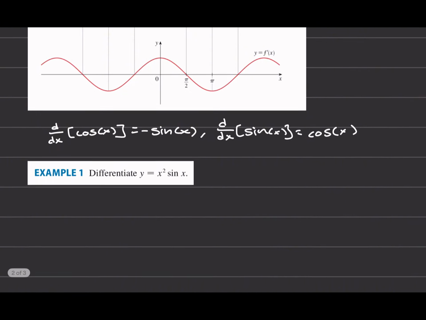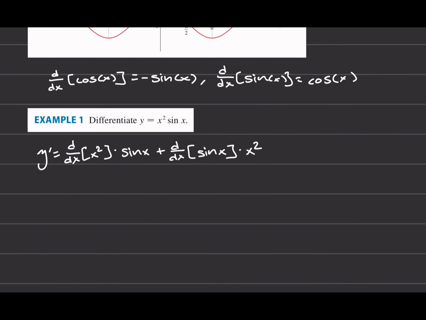This question asks, differentiate y equals x squared times sine of x. Now, we know that y prime, from the product rule, which we learned in the last episode, is the derivative of x squared times sine of x, and then we leave the other one, so we take the derivative of sine of x and leave x squared. Now what's this? Well, we bring the power down using the power rule, and then we subtract 1. So we actually get 2x times sine of x, plus, well, what's the derivative of sine of x? That's just cosine. So we have cosine times x squared. And this is our answer.